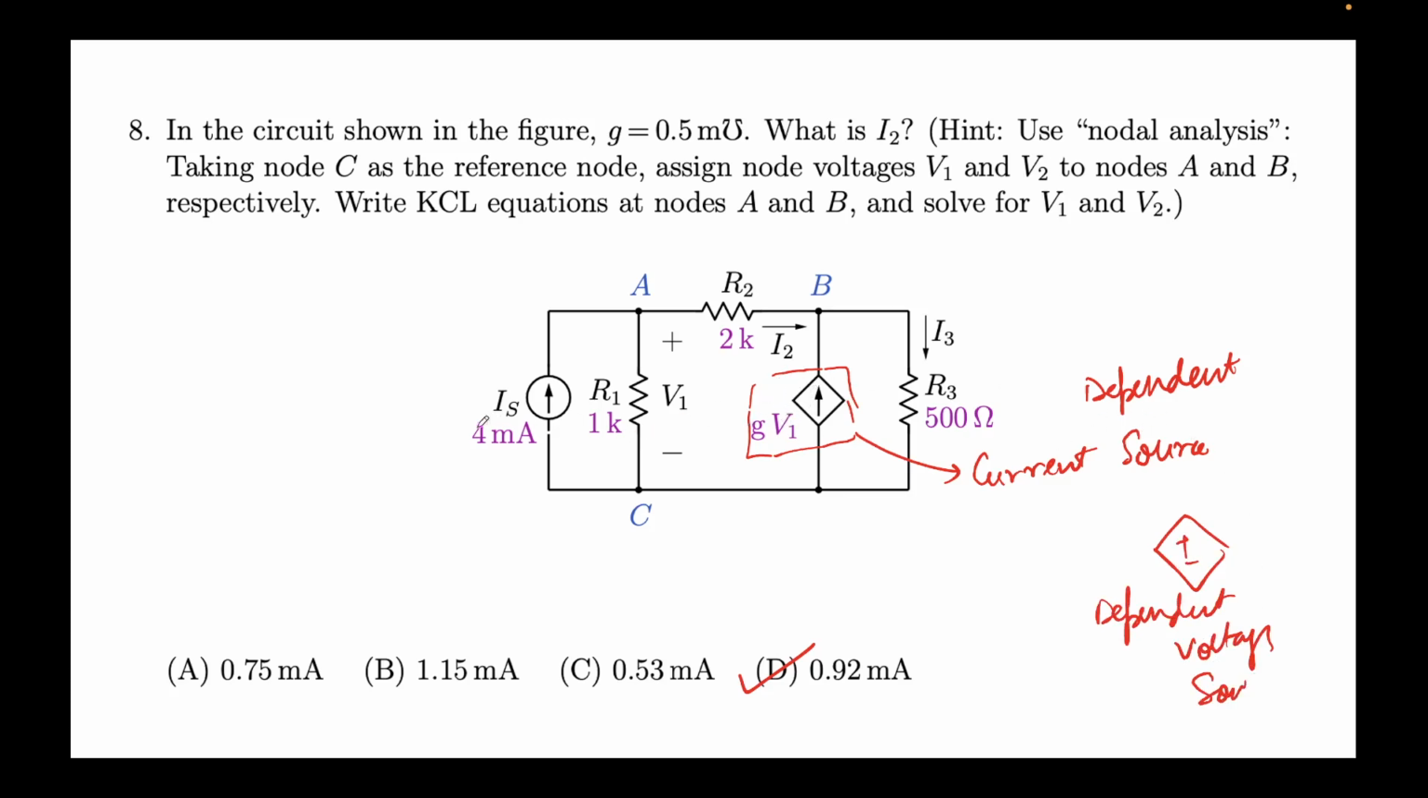This is not independent. This is independent. Whatever is happening in the circuit, this source doesn't bother. It's always giving 4 milliamps. This one depends on the value of V1. If the value of V1 is 0, there will be no current. If the value of V1 is 1, the value would be 0.5 milliamps, because G is 0.5 millisiemens.